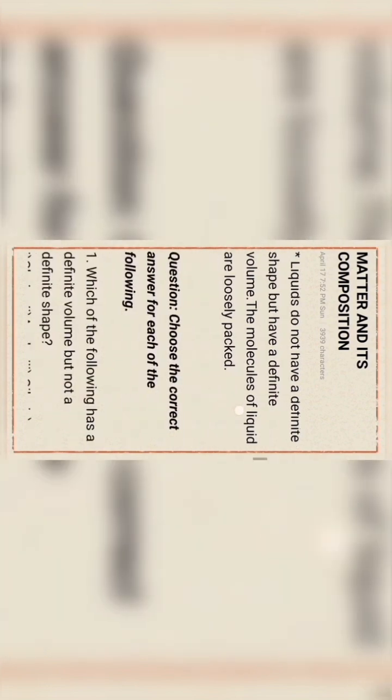Next, anything that occupies space and has mass is called matter. Matter exists in three different states: solid, liquids, and gases. Solids have a definite shape and volume. The molecules of a solid are closely packed. Liquids do not have a definite shape but have a definite volume. The molecules of a liquid are loosely packed.